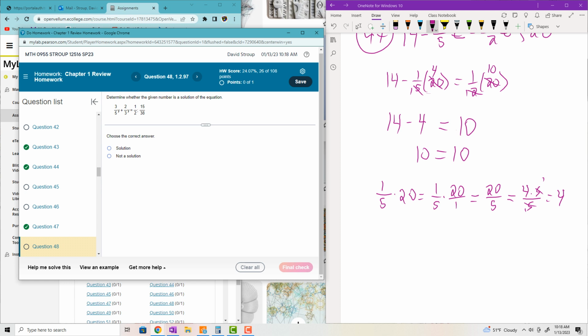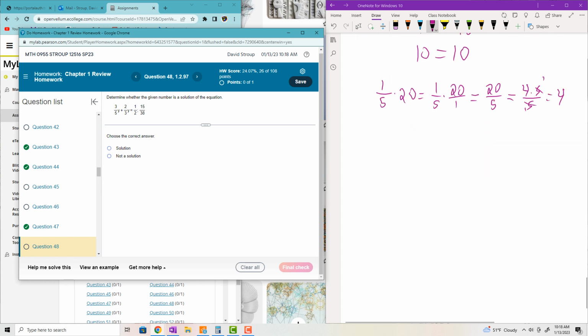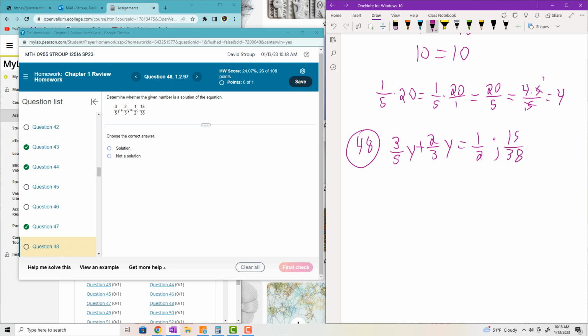Okay, so this is another nasty one. This is a really nasty one. Let's go ahead and take a look at it. It's number 48. So we have 3/5 y plus 2/3 y equals 1/2. We want to see if this 15/38 is a solution. So wherever I have the y, I'm putting in the 15/38. On the right-hand side, I have 1/2. So 15 over 5 is the same as 3 over 1. And then 3, does 38 go in? I don't think it does. So I'm stuck with the 38 downstairs.